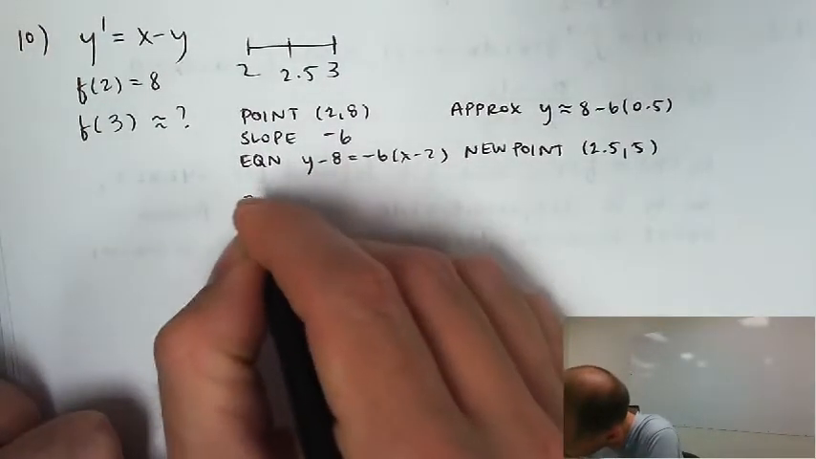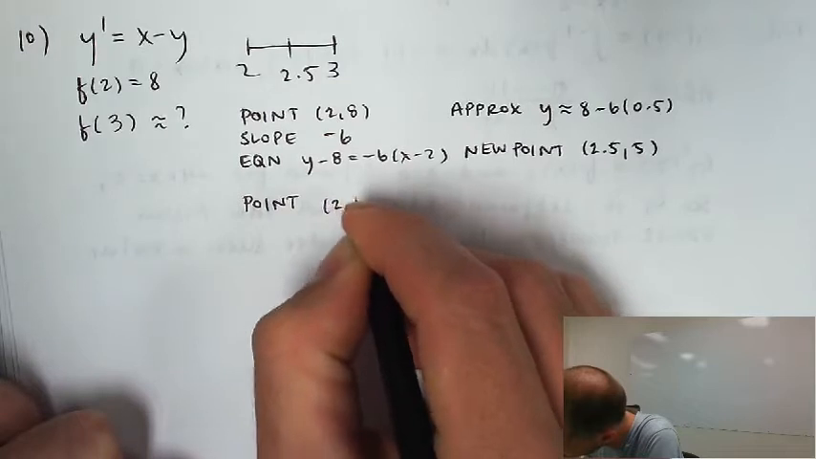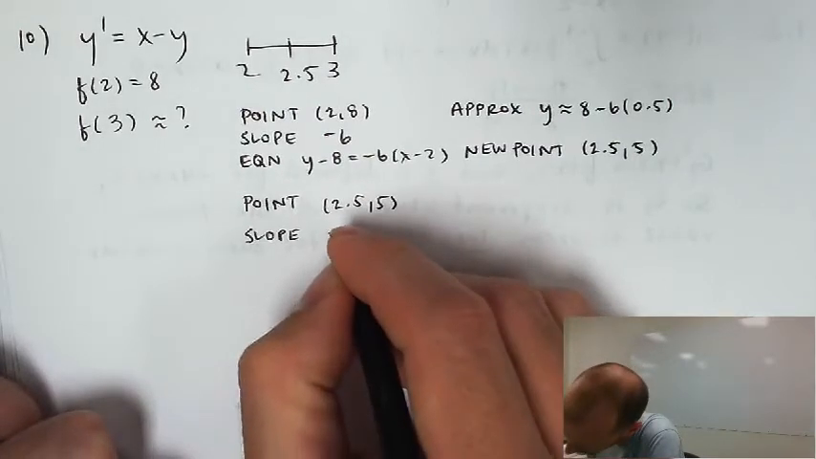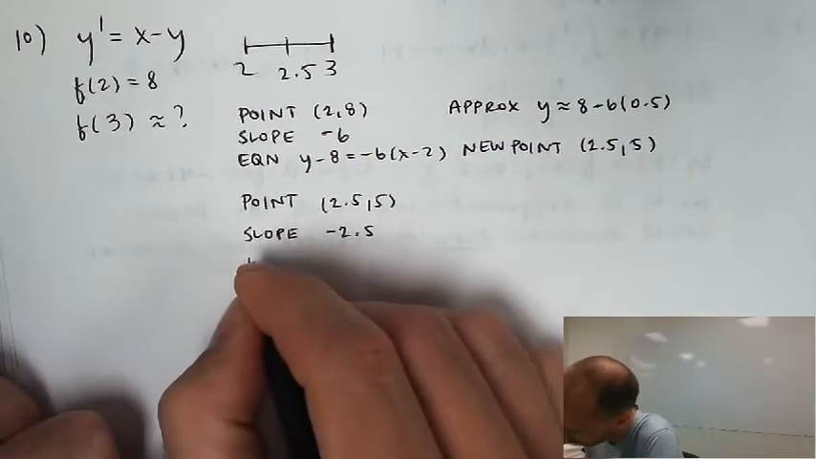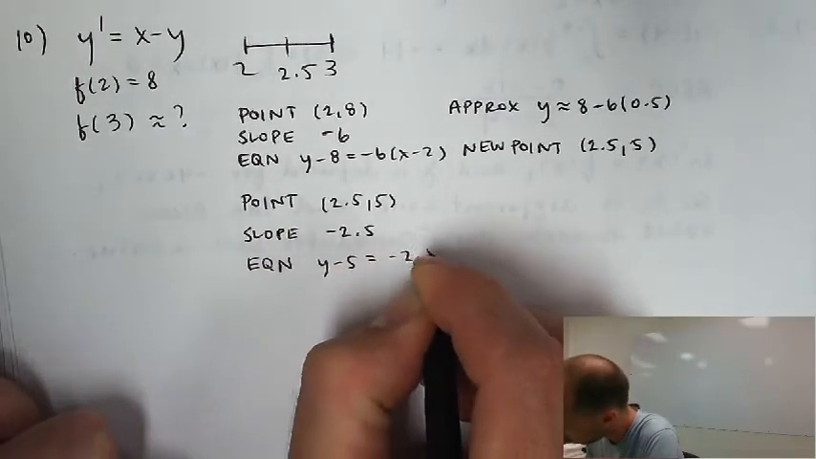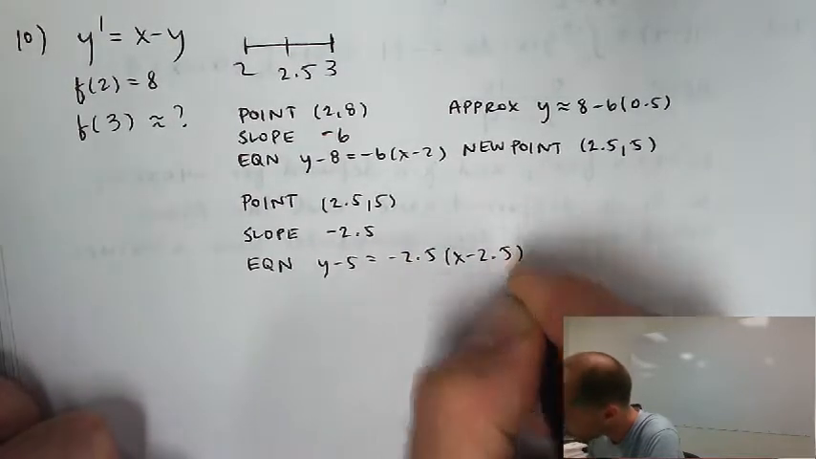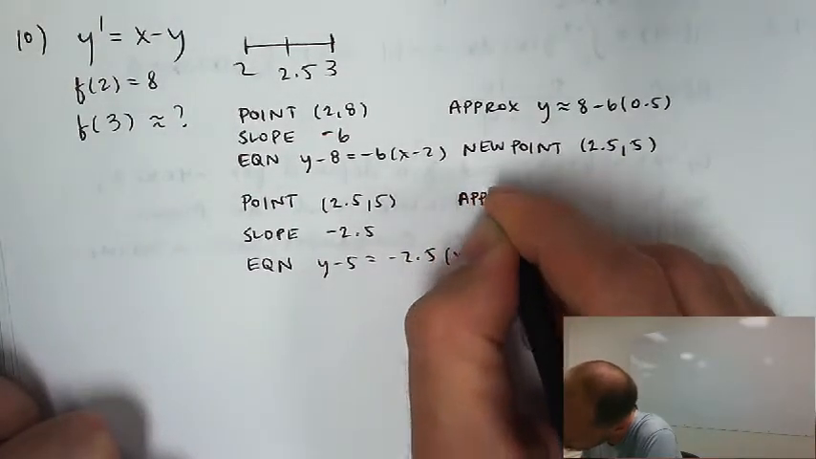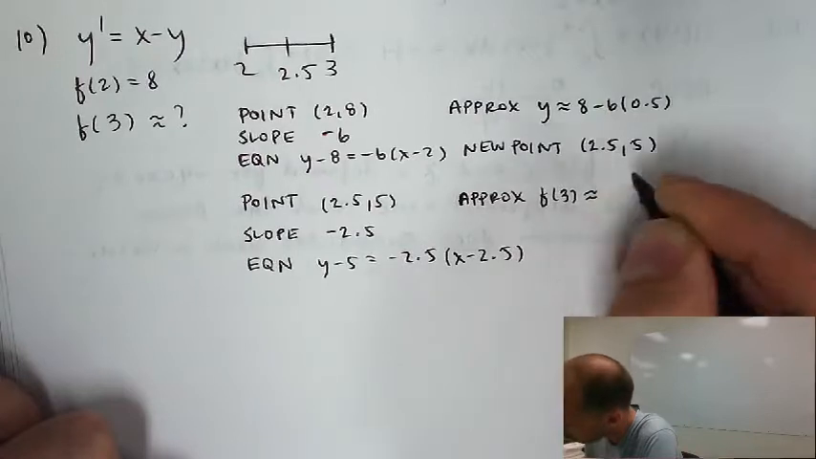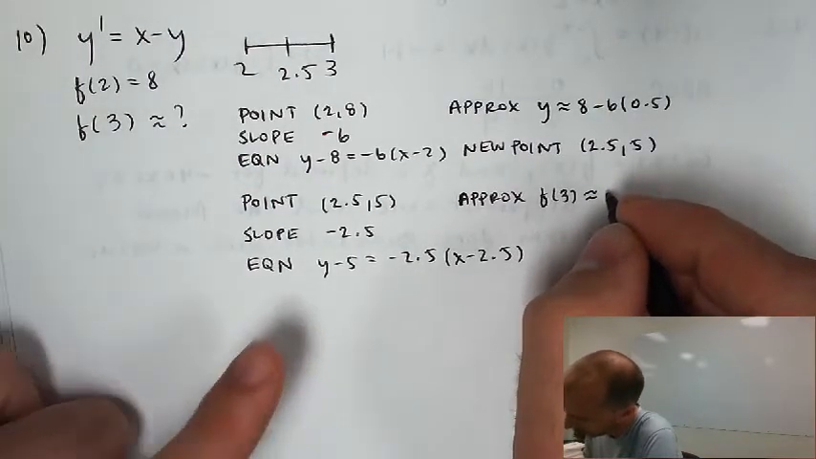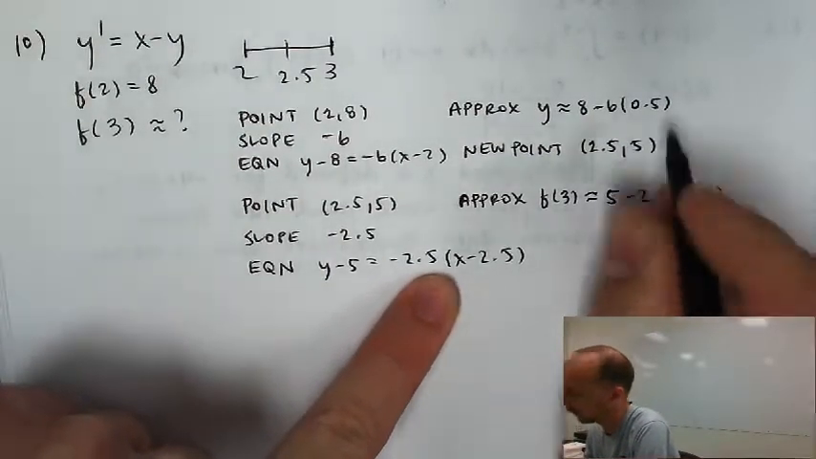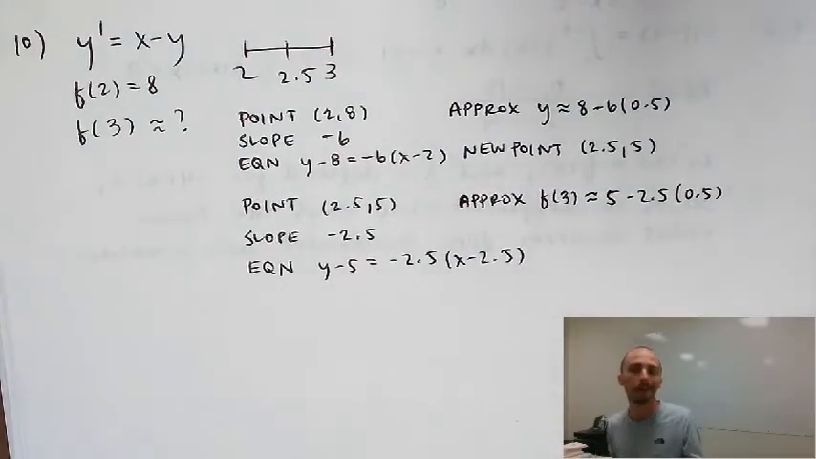My second step, I'm going to just do the exact same thing again. My new point is 2.5 and 5. The slope corresponding to that would be 2.5 minus 5, which is -2.5. So my equation is y minus 5 is -2.5 times x minus 2.5. So my approximation is f of 3 is approximately equal to 5 minus 2.5 times 3 minus 2.5, which is 0.5. Again, it's always important that these are the same number, provided that it's 2 steps of equal length.